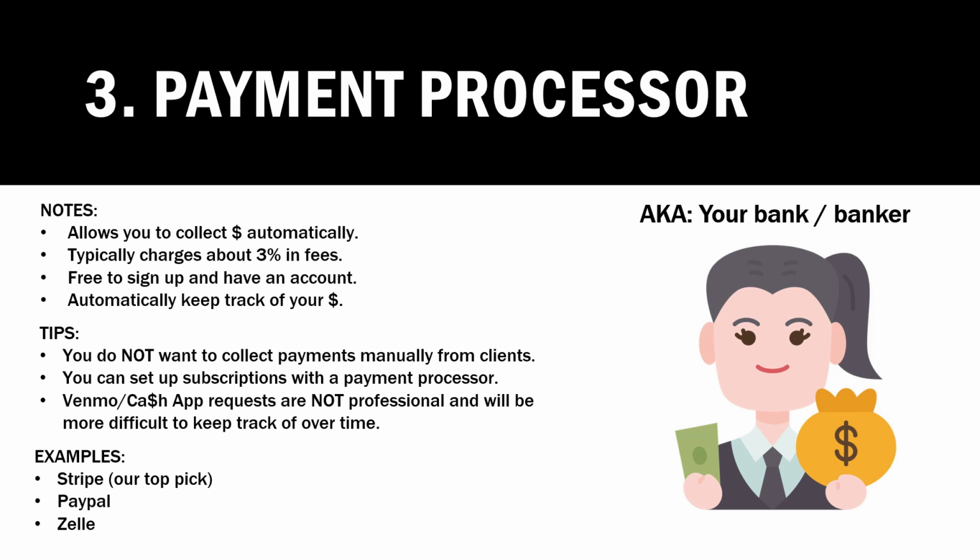You can set up subscriptions automatically with the payment processor, which is a really nice value add. It makes things very easy in your business. Venmo and Cash App requests are not professional, and they will be more difficult to keep track of over time. Some examples of payment processors are Stripe, which is our top pick, PayPal, and Zelle. But they all are just as easy to use and they all charge roughly the same per transaction.